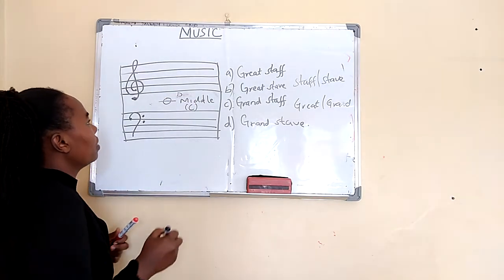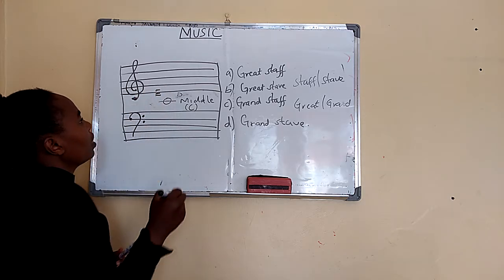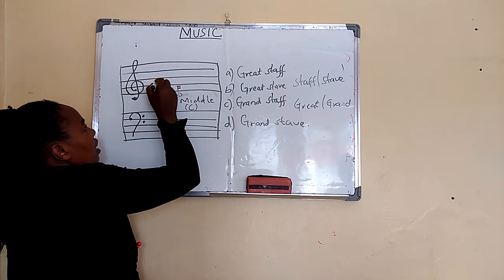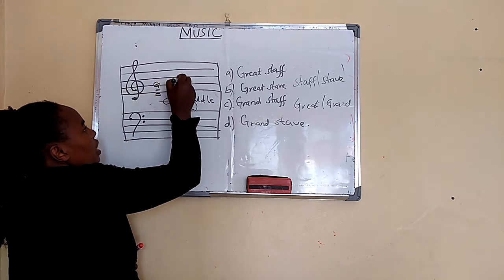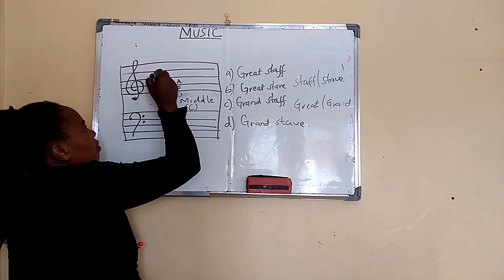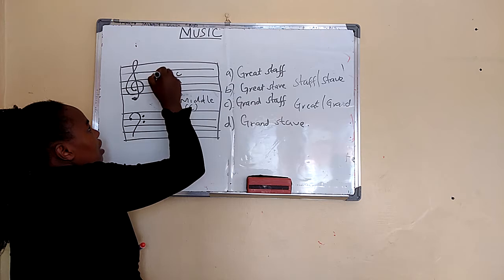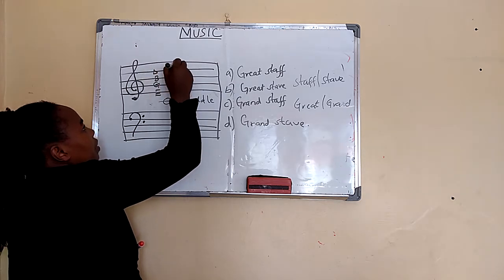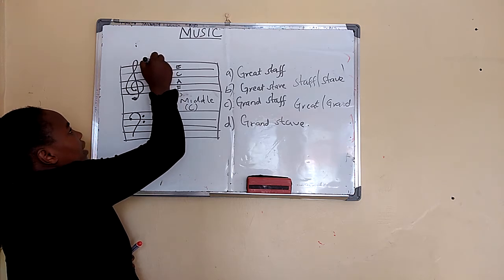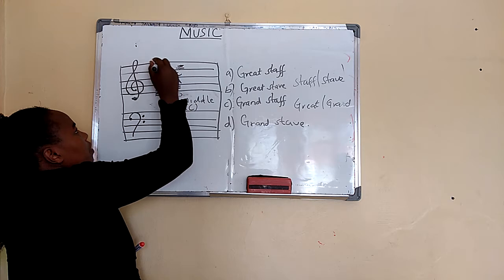So this is D. Here it is going to be E. On the space is going to be F. On the line G. On the space A. On the line B. On the space C. On the line D. On the space E. And on the line, from E, you go to F.